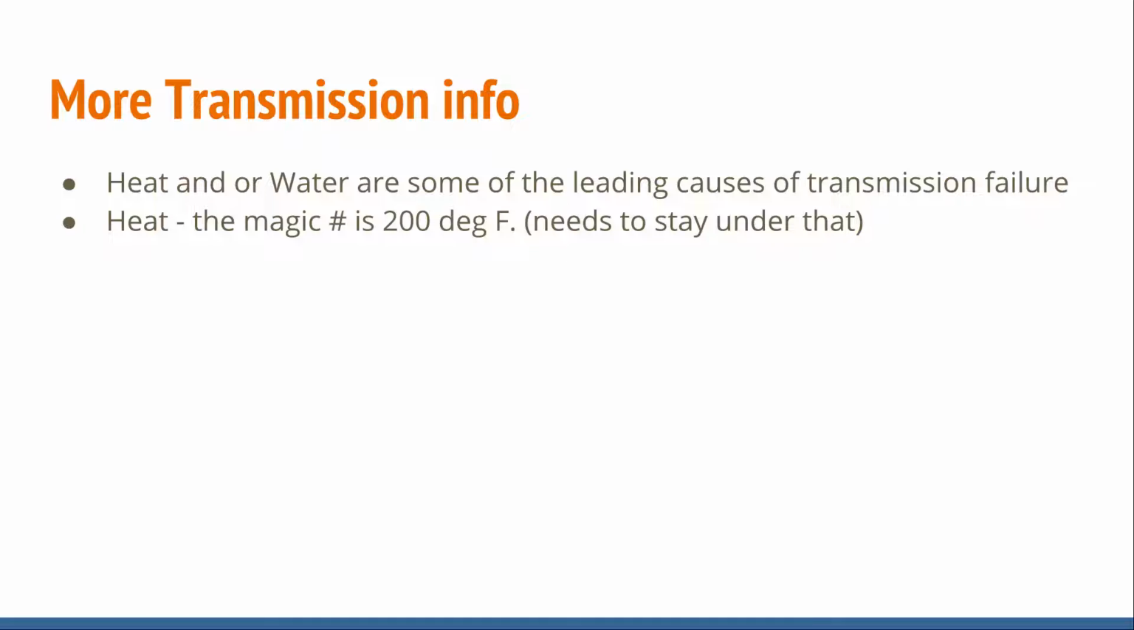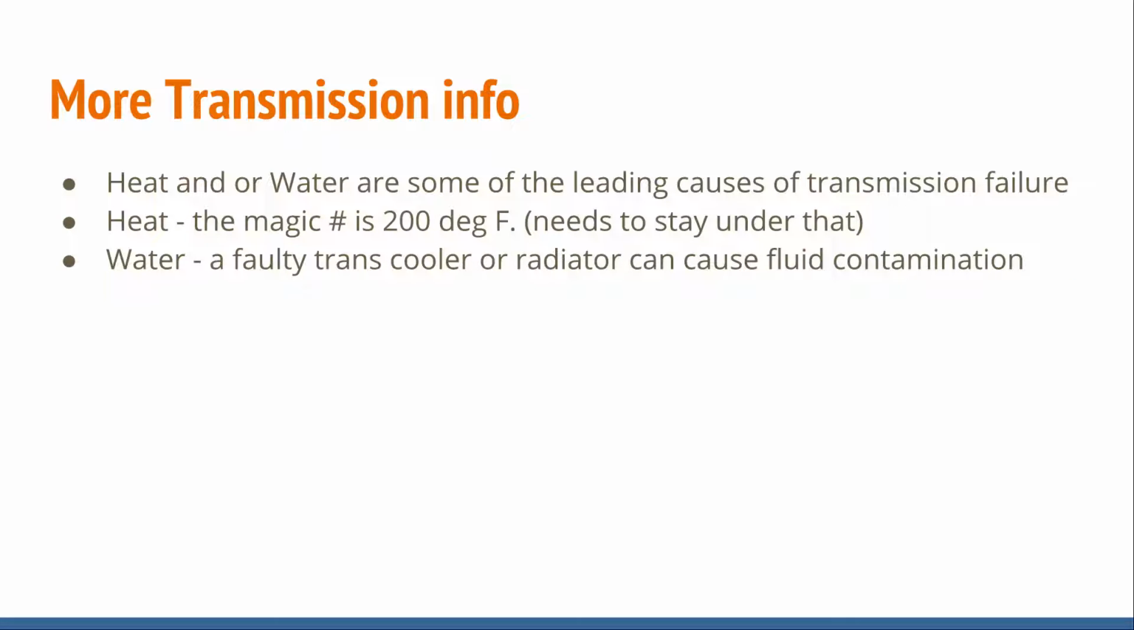When a transmission overheats, it starts burning up clutches, it starts warping parts, and bad things happen. Water. Transmissions hate water. Just like cats, transmissions hate water. A little bit of water can ruin a transmission.